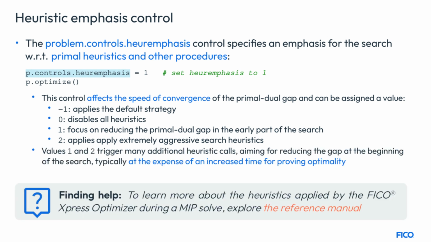While assigning it a value of 0 disables all heuristics, assigning values 1 or 2 will trigger the increasing use of heuristics, aiming to reduce the primal dual gap early on in the search, typically at the cost of an increased time needed to prove optimality. Therefore, this control must be tuned to serve the purposes of the use case, for applications where finding a high-quality solution quickly is more important than proving optimality.